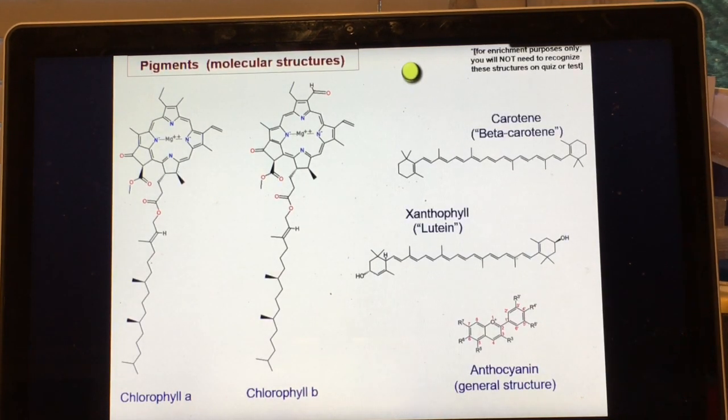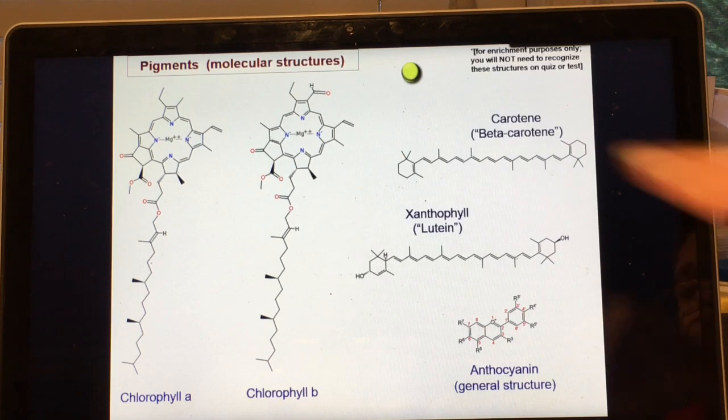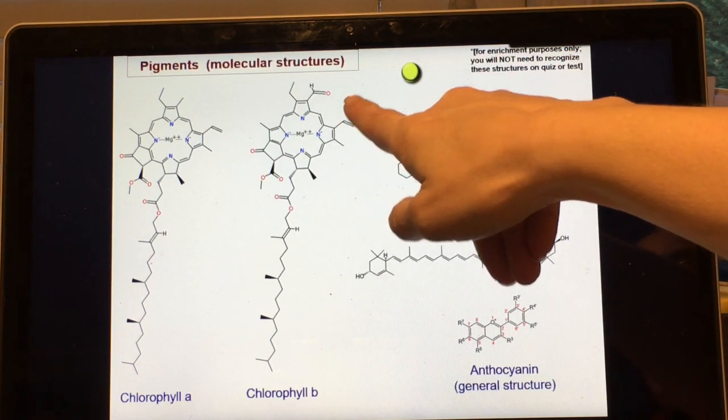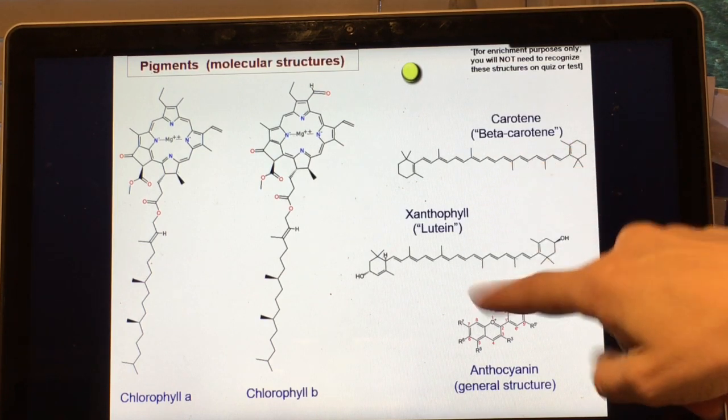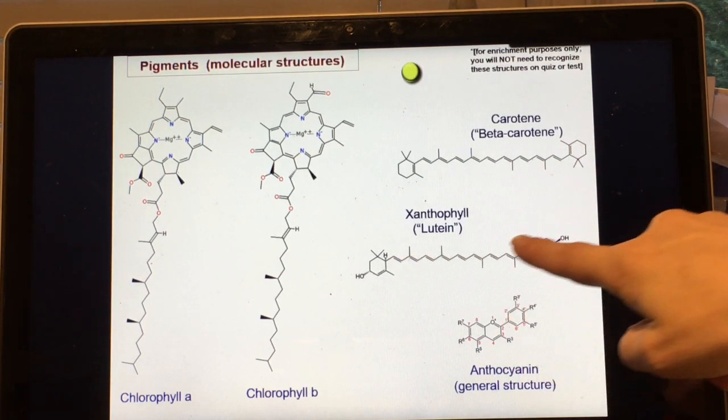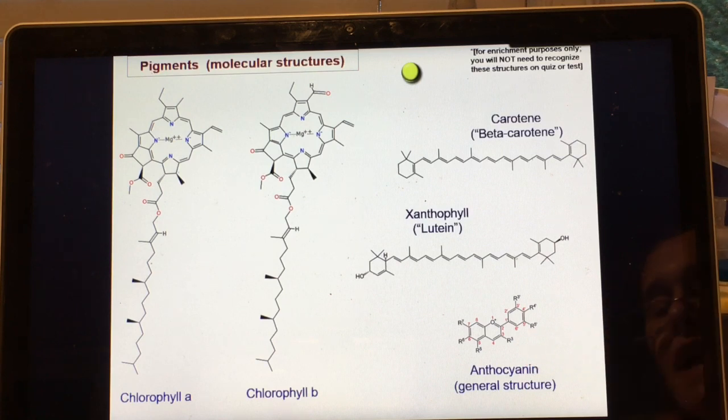So this is the molecular structure of pigments. You're never going to be tested on these, but I just wanted to show you chlorophyll A and B and how similar they are in structure. The only difference is this oxygen atom right here, which is in chlorophyll B, but not in chlorophyll A. And this is beta carotene, and this is the xanthophyll, and this is the anthocyanin.